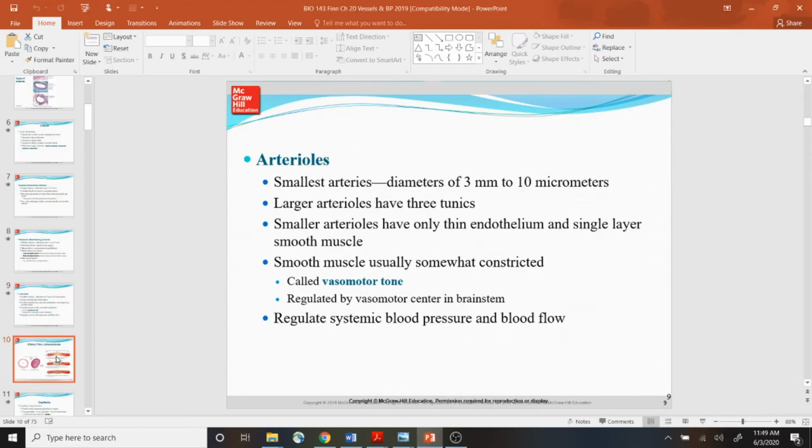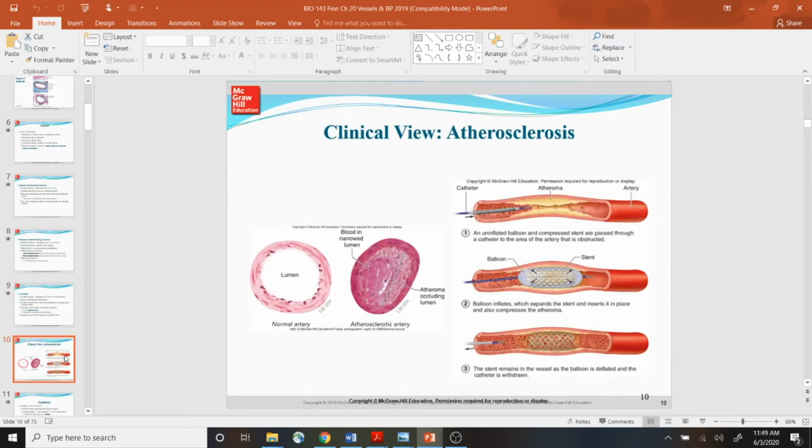Now, the clinical features in here, for example, atherosclerosis, which would be a buildup, unfortunately, in arteries, in which we get an accumulation of fat, cholesterol, and plaque, and then it can block blood flow. And this is showing, obviously, one of the treatments, especially if it was a coronary artery in the heart, where we would actually put a device called a stent in place.